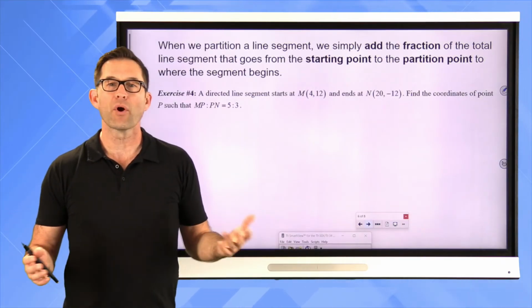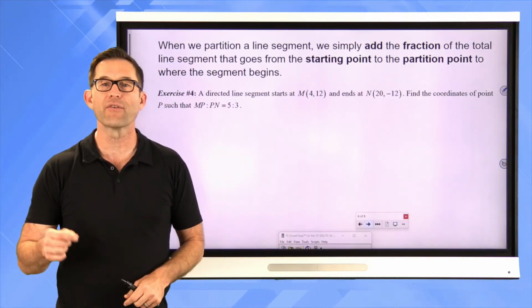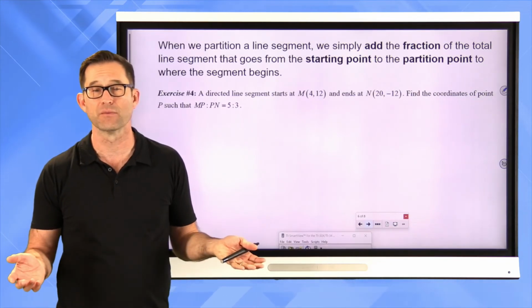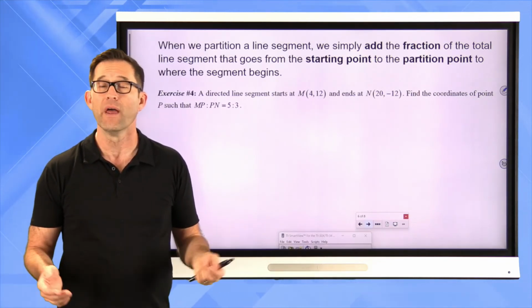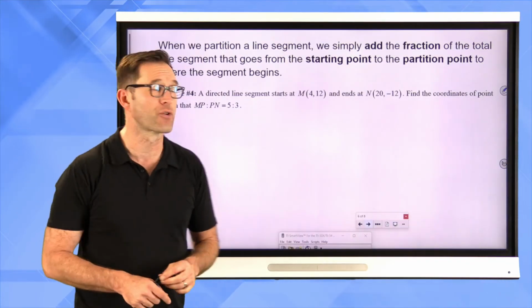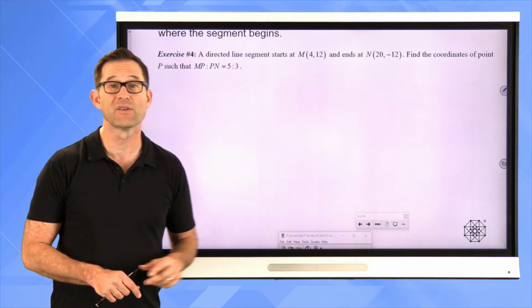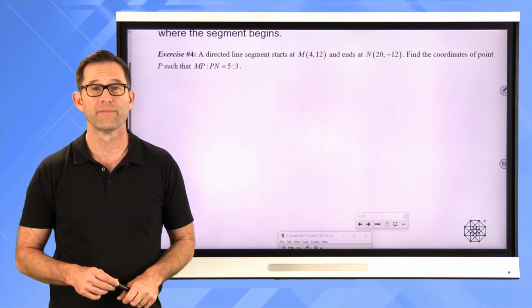Now, when we partition a line segment, we simply add the fraction of the total line segment that goes from the starting point to the partition point, right? That's all we do. And we shouldn't even need a graph grid to do it, although it is pretty handy and you can really see it. So let's take a look at exercise number 4.